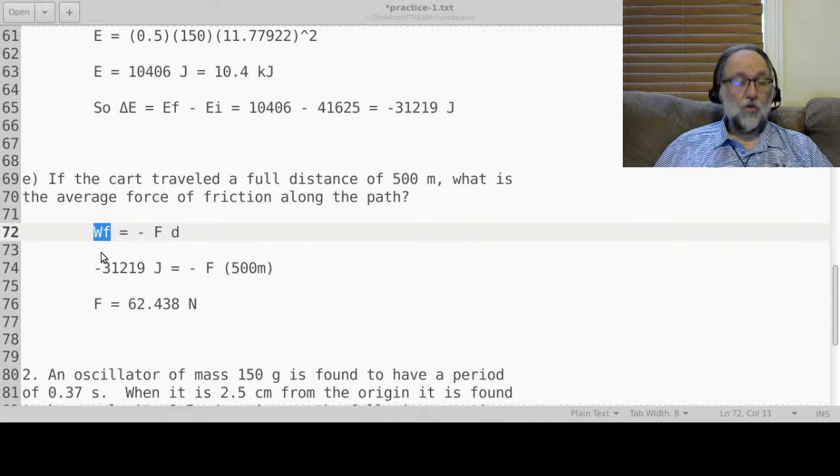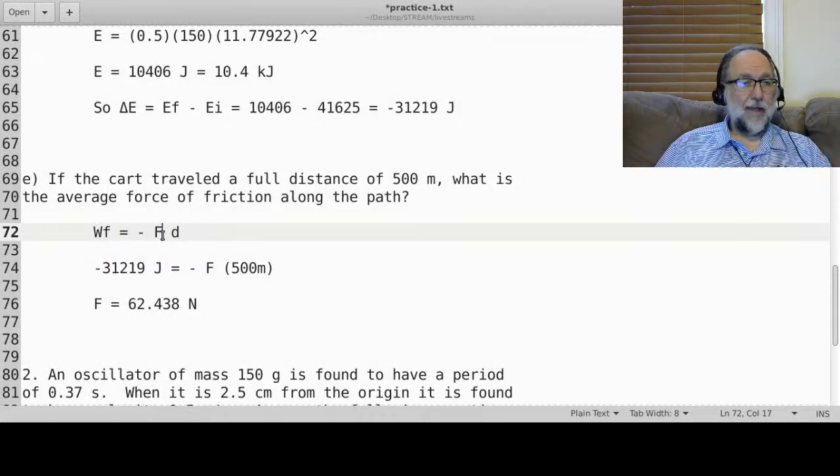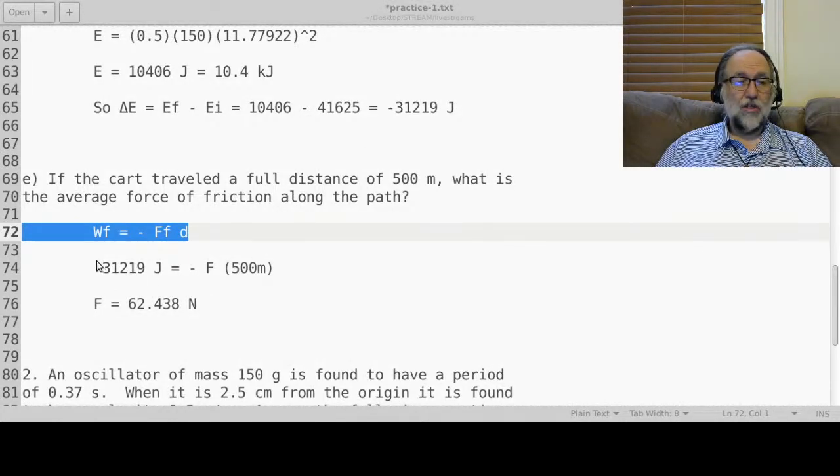It's measured in joules. So the work due to friction, W_F, I derived that in the last lecture you saw, is equal to minus F, and I guess I should put a little f there. It looks a little funny, but all this means is the force due to friction, okay? So the work due to friction is equal to the force due to friction multiplied by the distance over which it acted, okay?